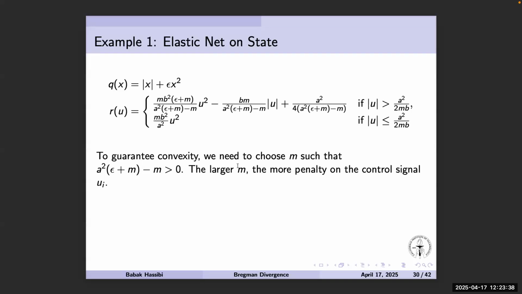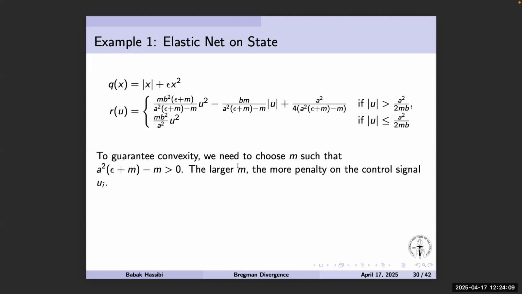So this is the absolute value. I'm adding a tiny bit of a quadratic to it in order to make Q strictly convex. So if you choose this Q and you solve the equation that you have, R has to be like this. It has this bizarre form. If U is in this range, that's what it is. If U is out, there's R that comes with it.